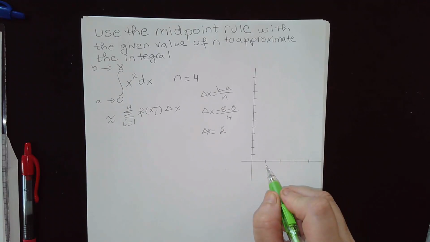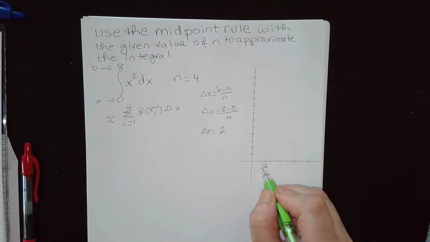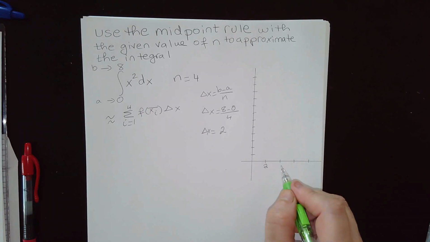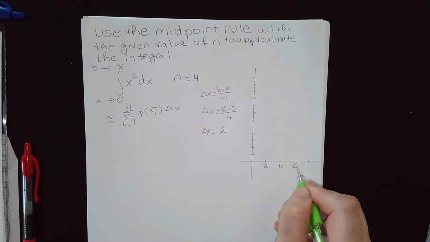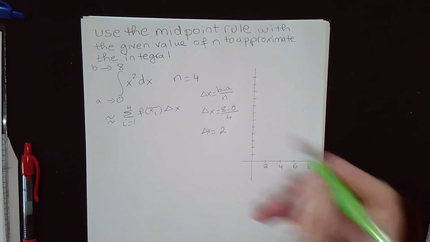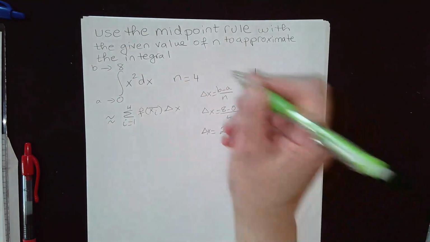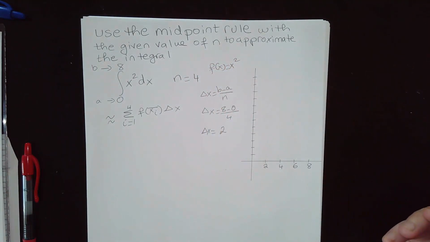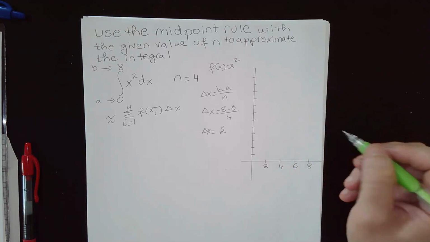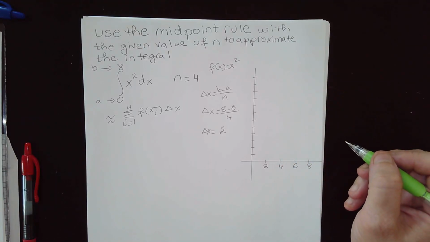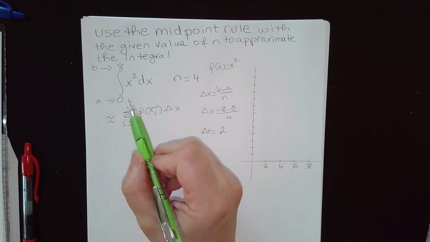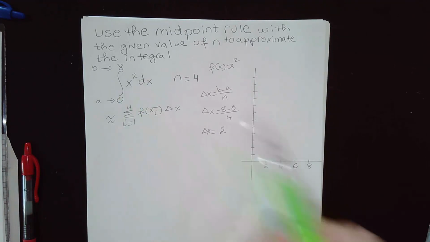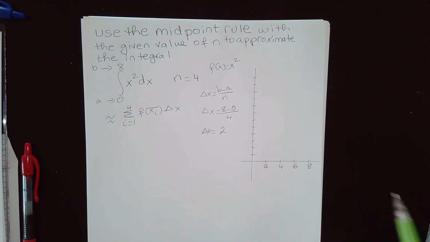So this is the first one. The width of each rectangle is 2. So here we have 2, 4, 6, and 8. And this is f of x. The function is x squared. Okay? So you know how it's going to look. It's a parabola that opens upward. But we care about the parabola from x equals 0 to x equals 8. Okay? So let's see.